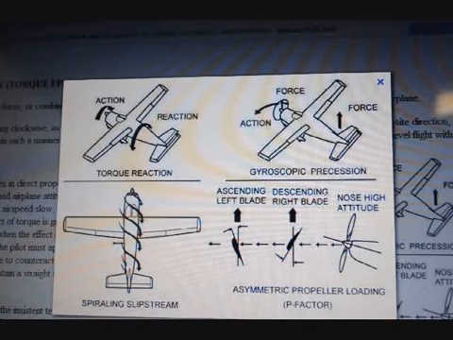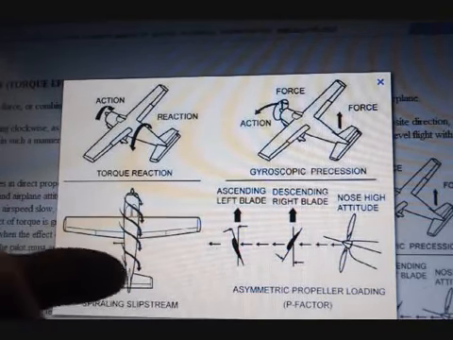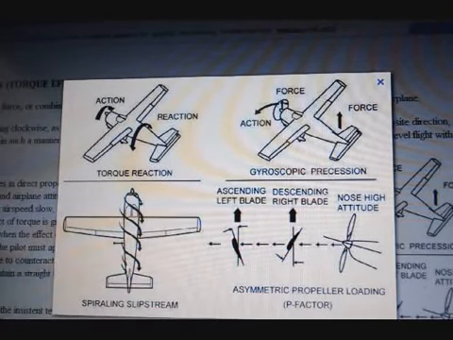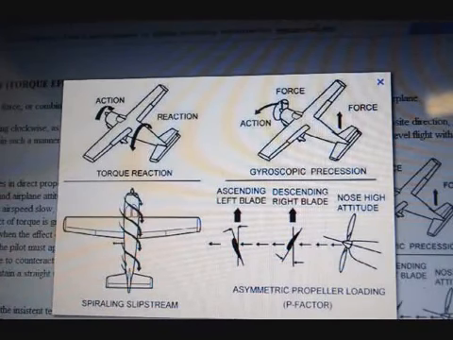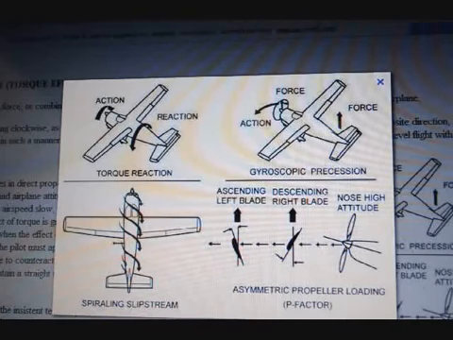Okay, spiraling slipstream. When the propeller is spinning and creating thrust, some of that air moves over the aircraft, slips around and hits the tail, causing a yaw in the left direction. It hits the left side of the vertical stabilizer and rudder and pushes the nose left. It pushes the tail to the right, brings the nose to the left, a left turning tendency. And then the asymmetric prop, or P-factor.